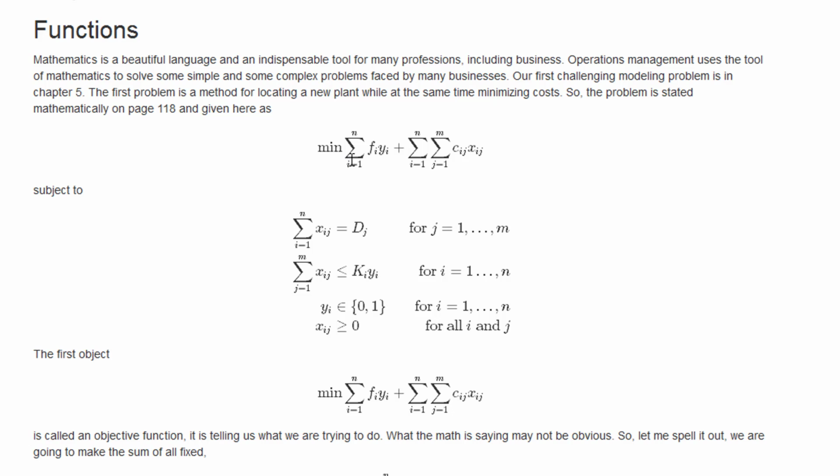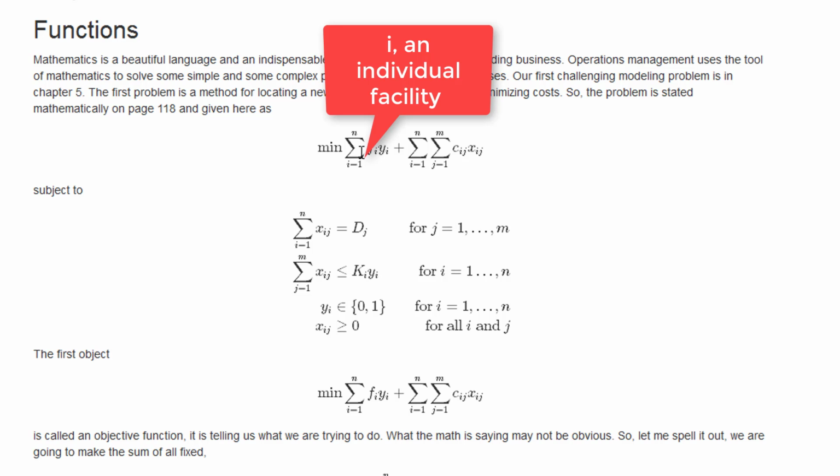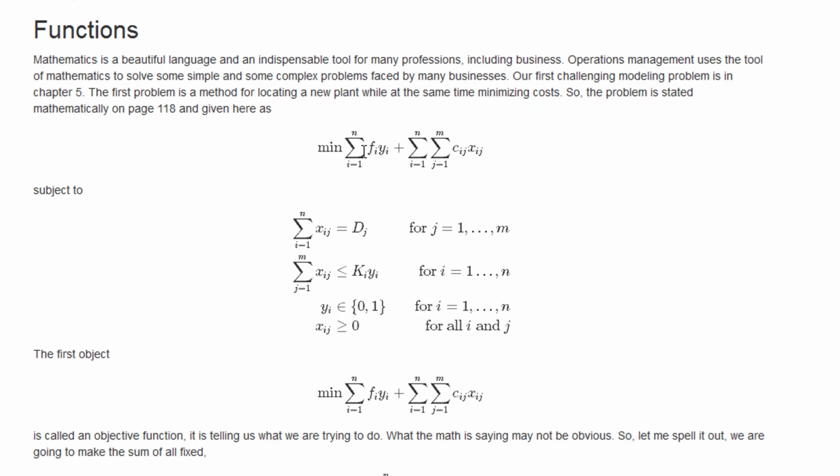What are these sigmas? Sigma is a shorthand way of saying add a bunch of stuff up. Well, how do I figure out what I'm supposed to add up? That's what this index is trying to tell me. The index says start at object number 1 and go up at increments of 1 until I reach the last object. For us, the index i is an object that is a plant or a facility, something that we are trying to decide whether to build or not.